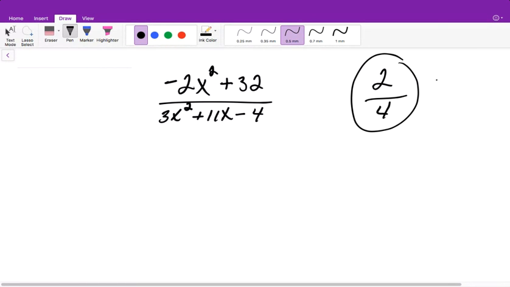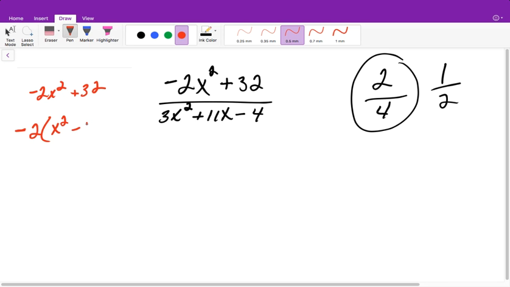Well, anytime you go to reduce, you need to factor. So we are going to just factor these off to the side. So negative 2x squared plus 32. Well, we know we want the x squared to be positive, so I'm going to be factoring out a negative number. And since both of these are divisible by 2, I'm going to factor out a negative 2. And I'm left with x squared minus 16.